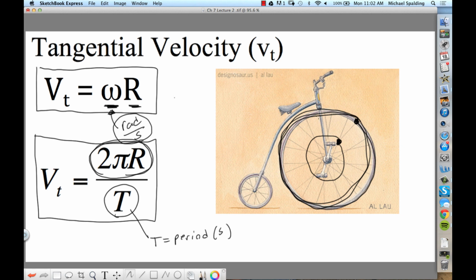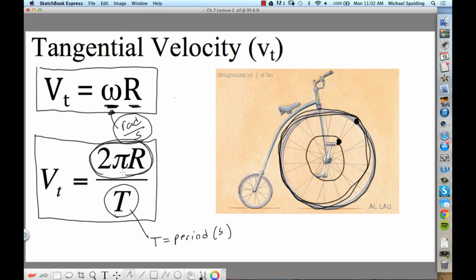Other things that have periods in physics: a pendulum. What's the period of a pendulum? One complete cycle, until it's back. A mass on a spring going up and down. The period would be the time for one complete cycle. Waves. Final thing is waves. What's the period of a wave? The time for one wave.